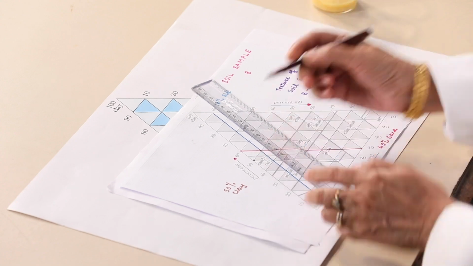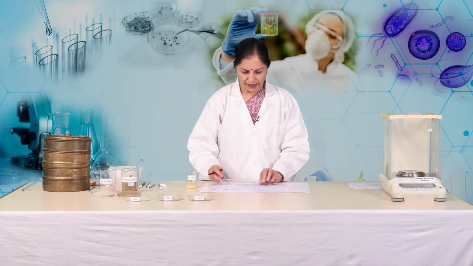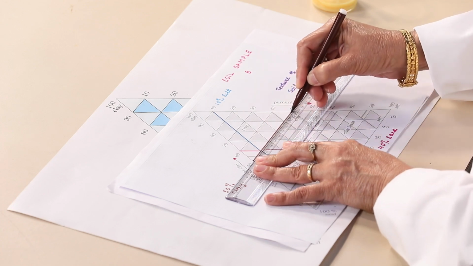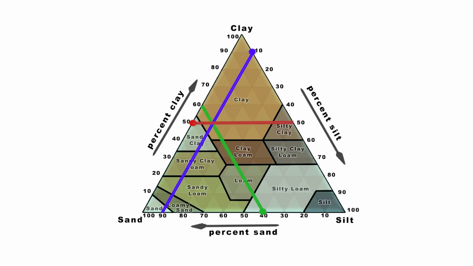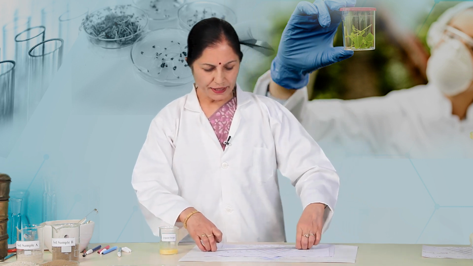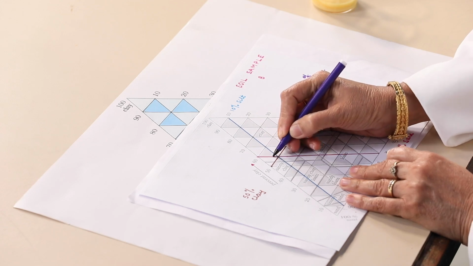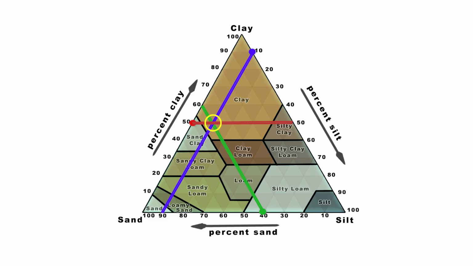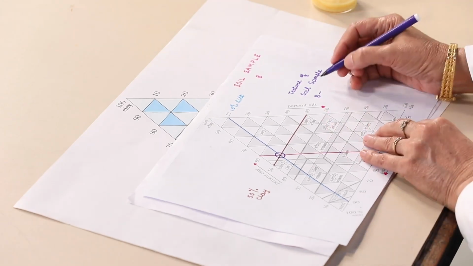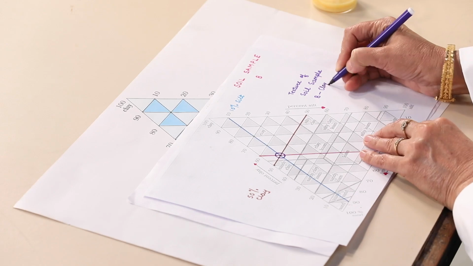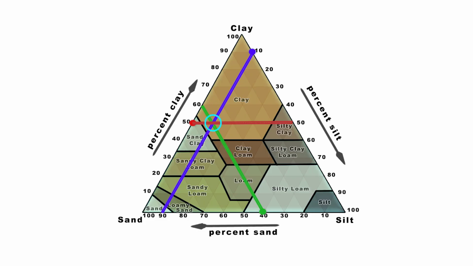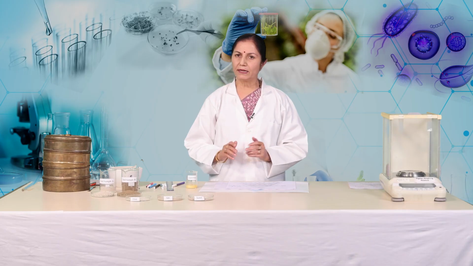Clay is 50%, so now we draw a line from clay side parallel to the base towards the silt. Let us mark the point of intersection of these three lines. It lies in the clay region, so this kind of soil sample is clay. From the lines drawn on the triangle, it is observed that where the three lines intersect, it shows clay soil. Similarly, we can find the texture of other soil sample.